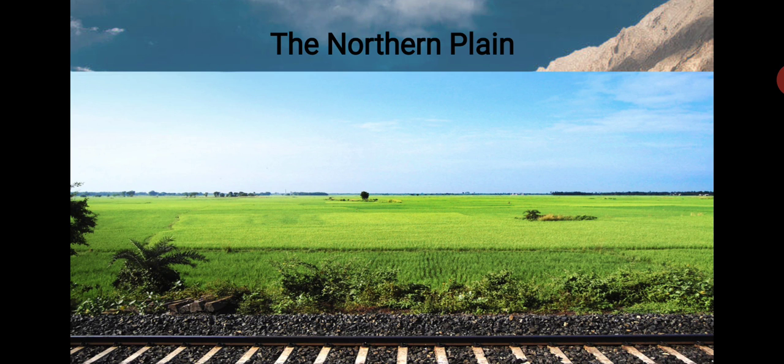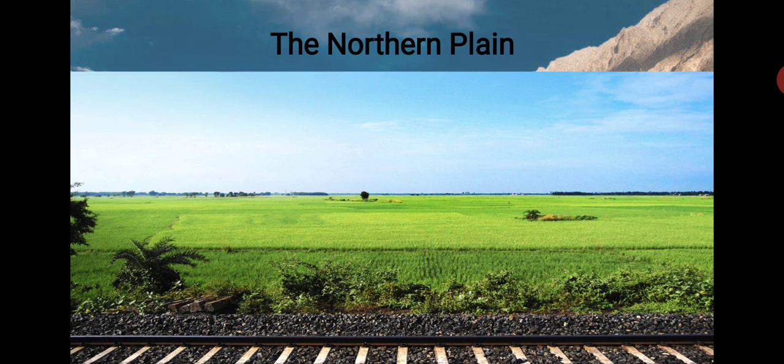These plains are very fertile and flat, as you can see in the picture. They are formed by the alluvial deposit laid down by the Himalayan rivers, very fine soil, especially by the Indus, the Ganga, the Brahmaputra and their tributaries. It is one of the world's largest alluvial plains. It is bounded by the Himalayas in the north and the Peninsular Plateau in the south. Its east-west extent is about 2,400 km and its width varies from 90 to 100 km.